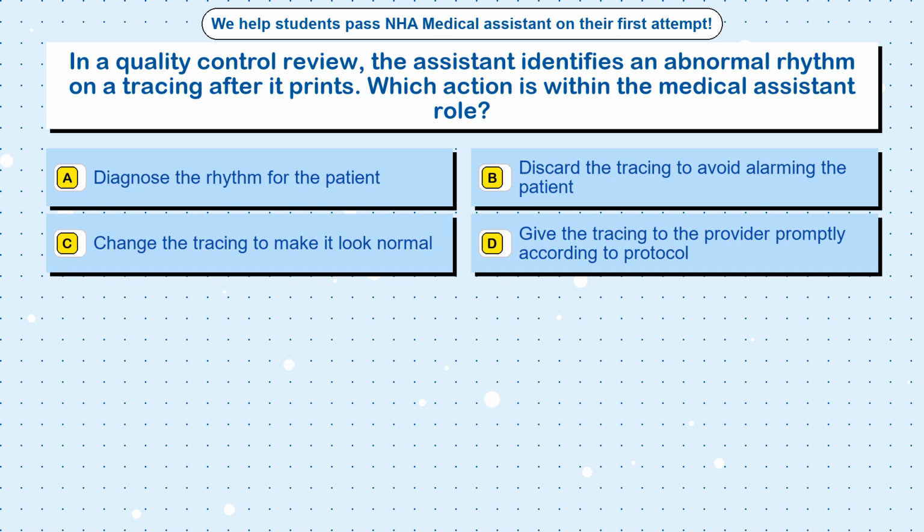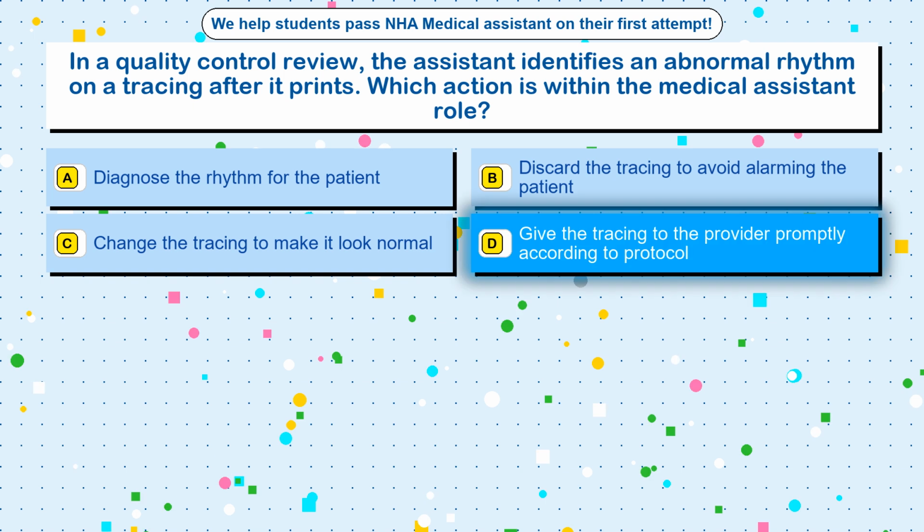Diagnose the rhythm for the patient. Option B. Discard the tracing to avoid alarming the patient. Option C. Change the tracing to make it look normal. Option D. Give the tracing to the provider promptly according to protocol. The correct answer is option D. Give the tracing to the provider promptly according to protocol.